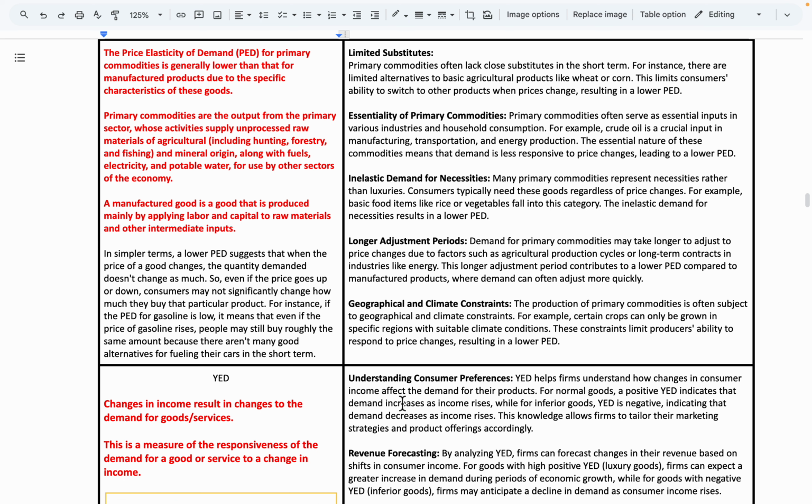And inelastic demand for necessities. Many primary commodities represent necessities rather than luxuries. Consumers typically need these goods regardless of price changes. For example, basic food items like rice or vegetables fall into this category. So the inelastic demand for necessities results in a lower PED.